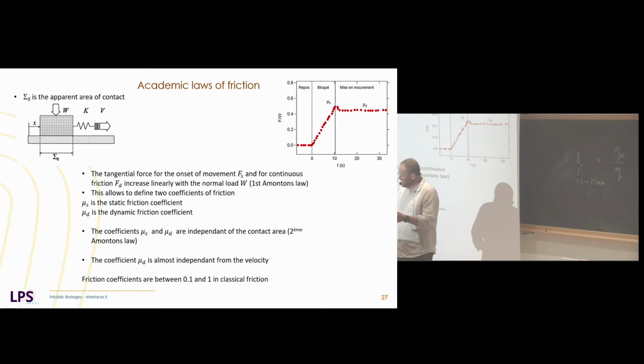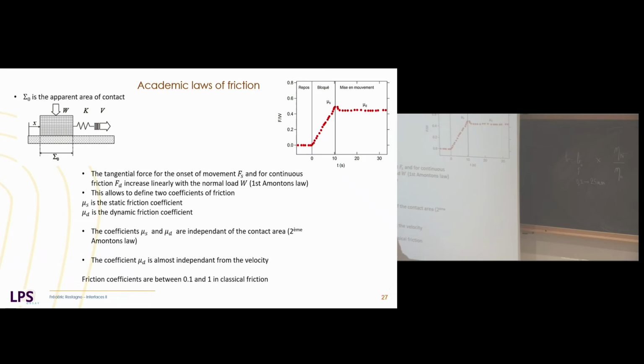But you know that, here I'm telling you two things. First of all, that during the movement, the force is not the same. But the force during the movement is still proportional to the normal load, which allows me to define a dynamic friction coefficient, which is the tangential force during the movement divided by the normal load. Then I'm telling you that since the force is lower during the movement, the dynamic friction coefficient is lower than the static friction coefficient. So all that you know.